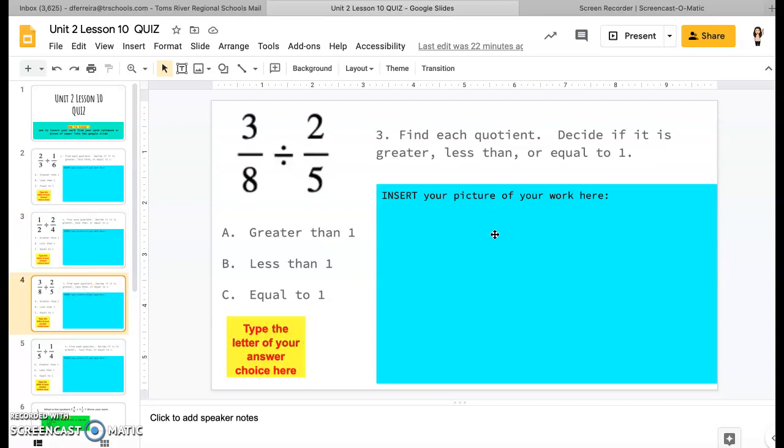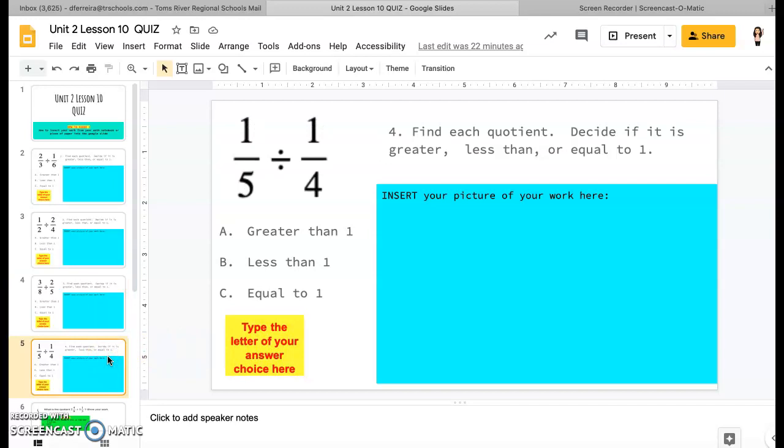Number 3, find each quotient. Decide if it is greater, less than, or equal to 1. 3/8 divided by 2/5. You will then insert your picture of your work in the blue box over here, and your answer choices are A, greater than 1, B, less than 1, or C, equal to 1. You will then type your letter answer choice in the yellow box over here.